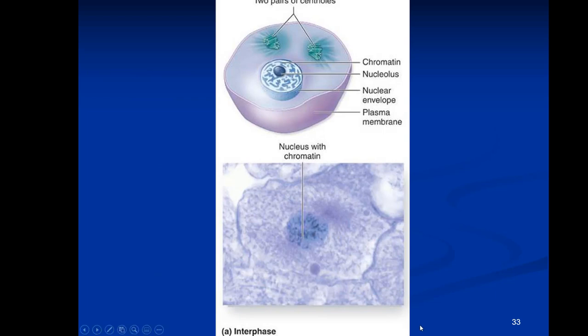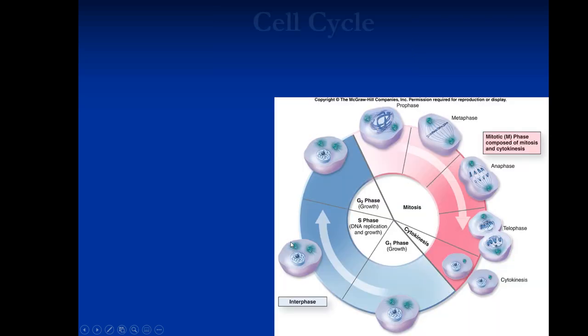So this is supposed to be a microscopic picture of what a cell looks like in interphase. Basically, it looks like a cell with a nucleus. It doesn't look like anything spectacular.